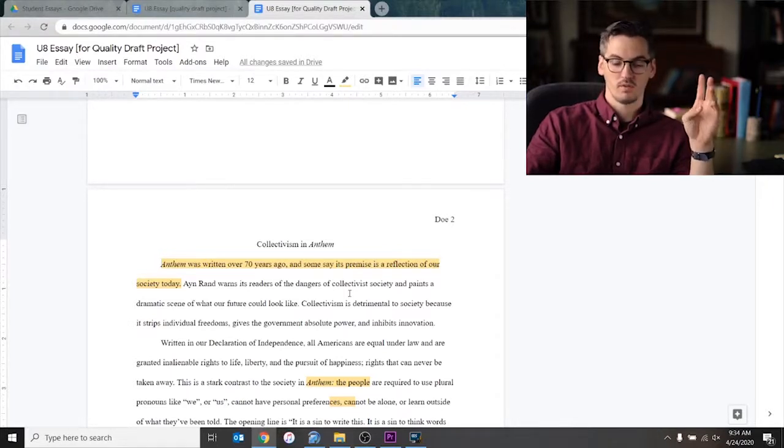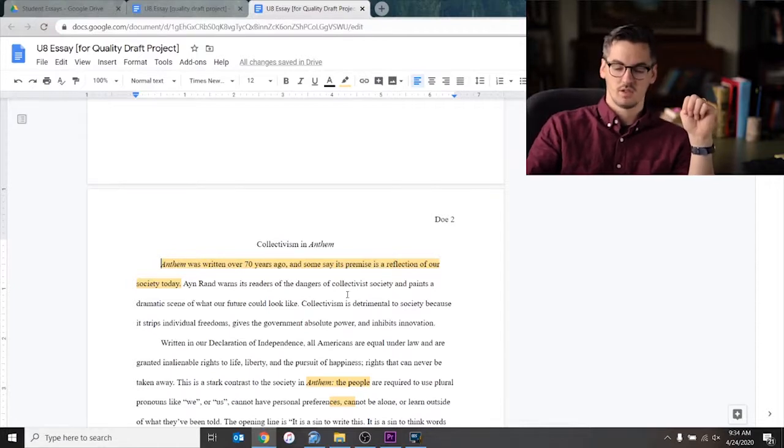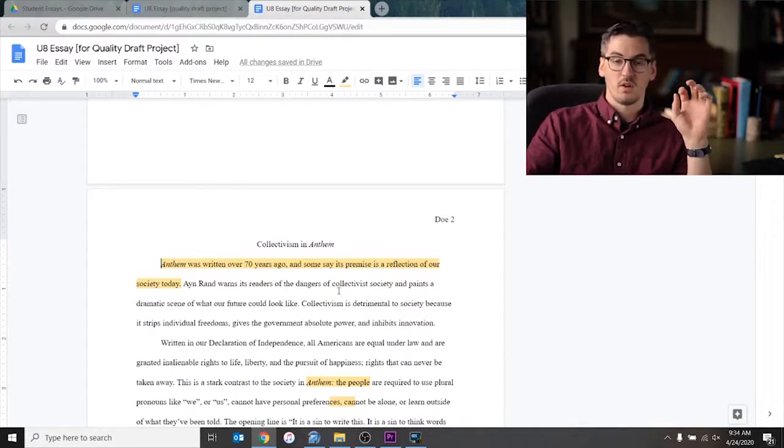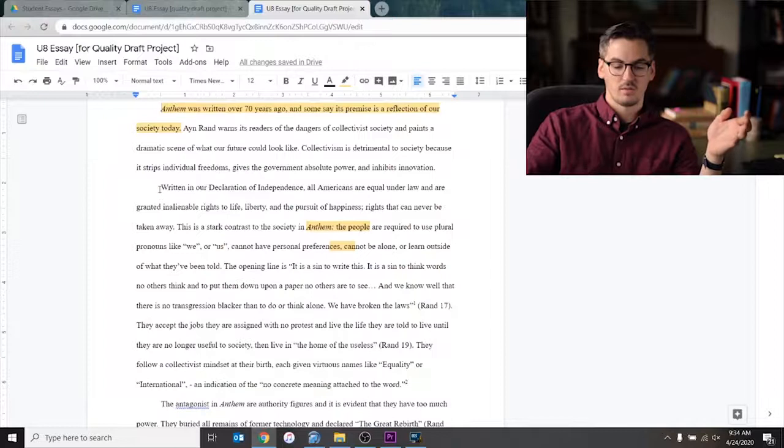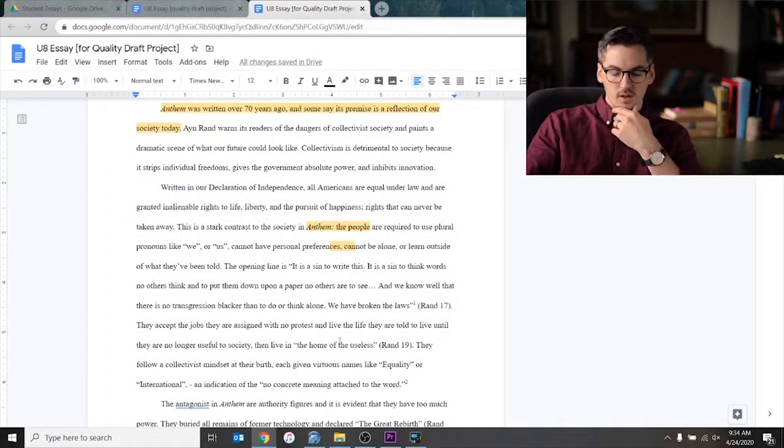So she has 3 points, which we looked at in the thesis and outline section. And you'll notice that part of being cohesive is that she follows that flow of thought. First, individual freedoms, and that's what this first paragraph is about, the loss of individual freedoms. So let's look at some aspects of this first paragraph.